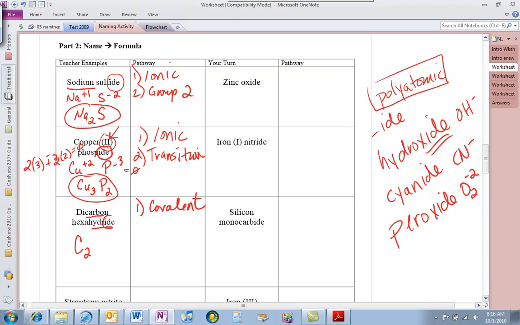So it ends in IDE. Go back and find that element. It was hydrogen. And hexa means 6, you guys said. So you just do what it says. So covalents are probably the easiest because you don't have to look at the periodic table. Well, you might have to if you don't know the element's symbol, but it's pretty simple.